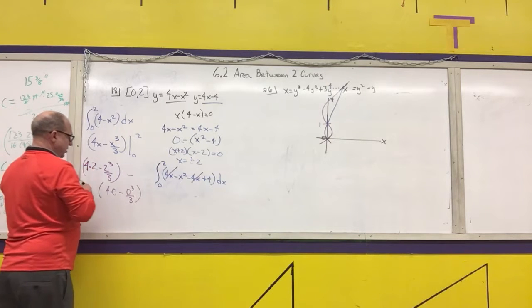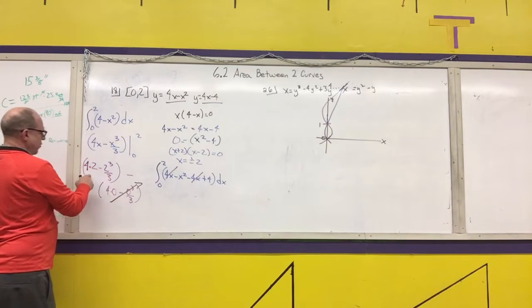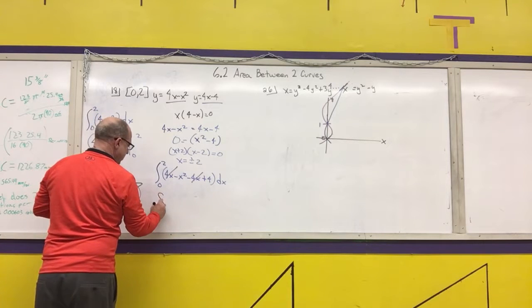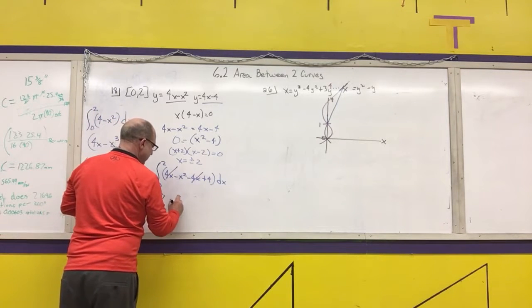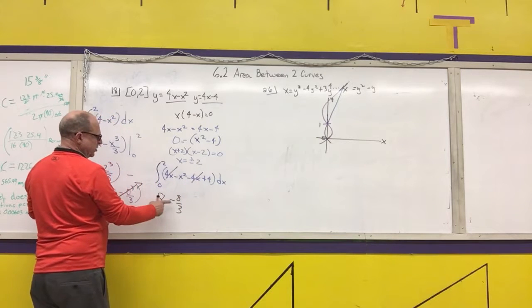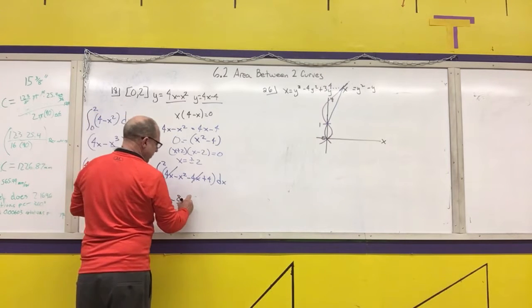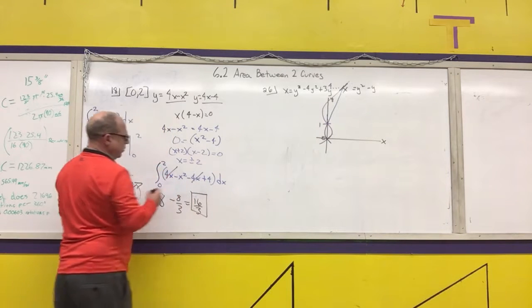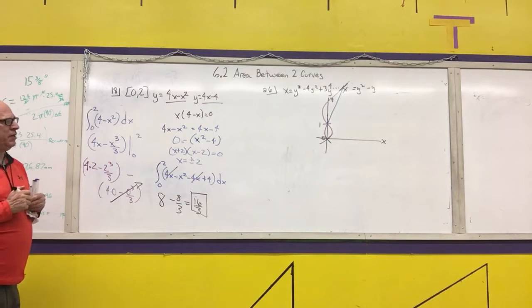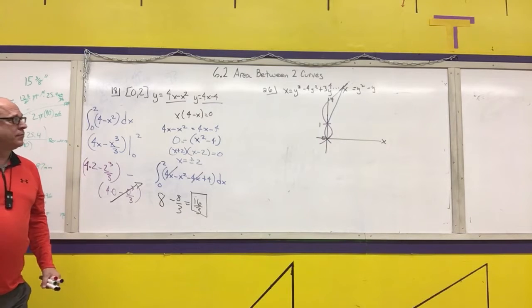That part goes to 0. 4 times 2 is 8. 8 cubed over 3, that's 8 thirds. 24 thirds minus 8 thirds is 16 thirds. And that would be, units squared would be the answer for that problem.